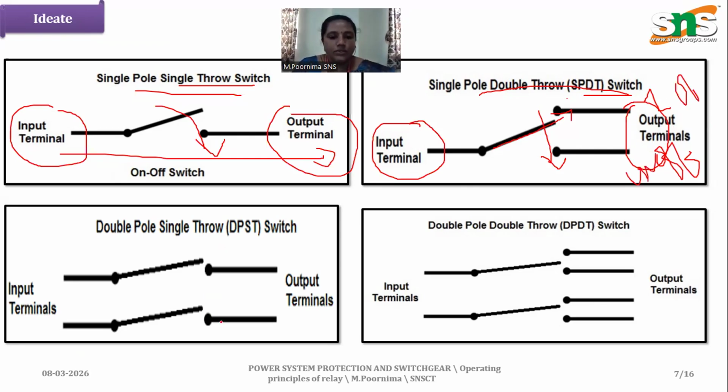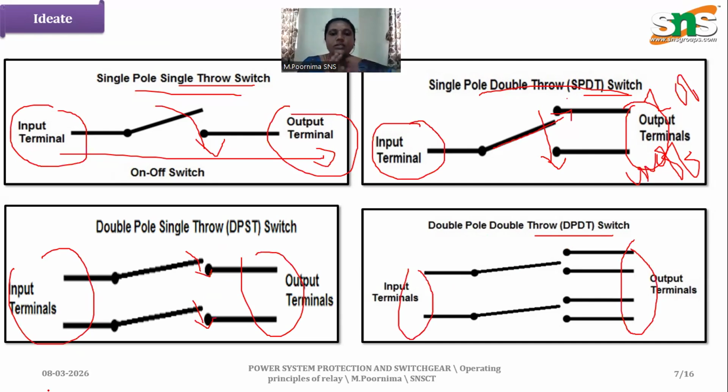Double pole, double throw switch. So we can see the two terminals, double pole, double throw switches, and also double pole, single throw, whether it is on or off. That's all. Here we have double pole, double throw switches. So these are the main four contactor types, relay contactor types.